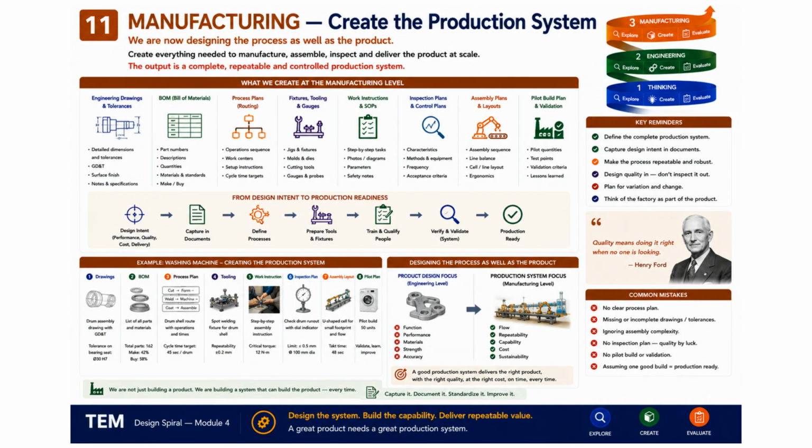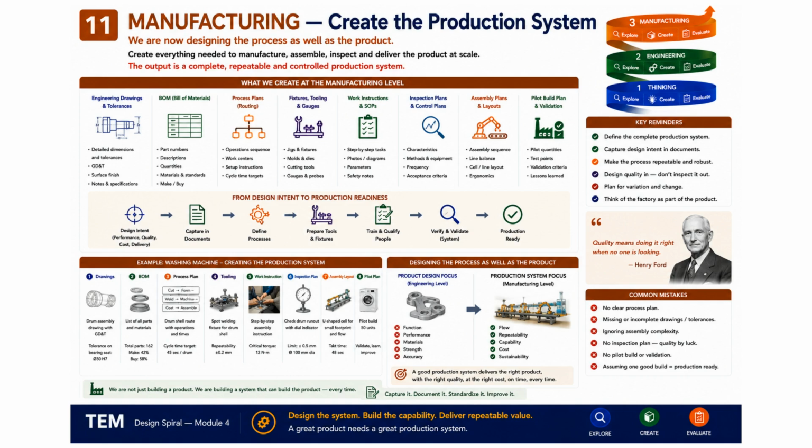We have explored how the product should be manufactured. Now we move to create at the manufacturing level, and this introduces another important change in engineering thinking. We are no longer designing only the product. We are also designing the system that will repeatedly produce that product. This means creating detailed engineering drawings and tolerances, the bill of materials, process plans, tooling and fixtures, assembly procedures, work instructions, inspection plans, and production layouts.